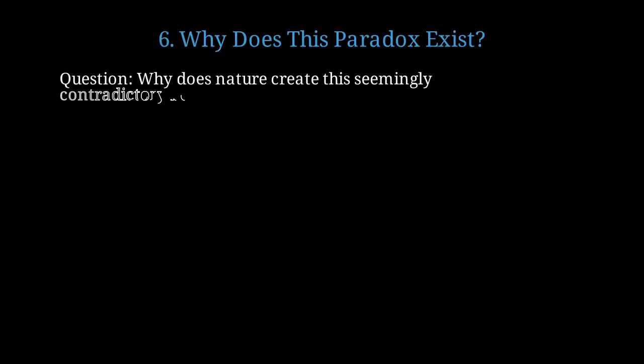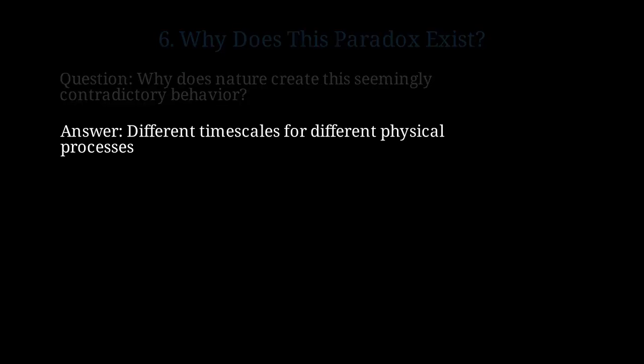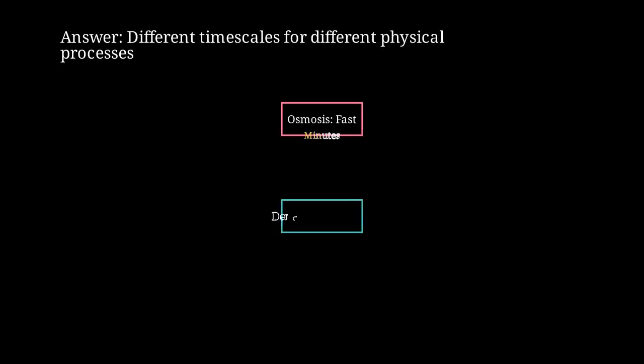But why does this paradox even exist? Why these two opposing processes? Let's ask ourselves, why would nature design a system with such contradictory behavior? The answer lies in the fundamental difference between fast chemical equilibration and slow structural changes. Osmosis is fast, reaching equilibrium in minutes. Protein denaturation is slow, requiring hours for full structural reorganization. The characteristic time for osmosis is much less than the characteristic time for protein denaturation.